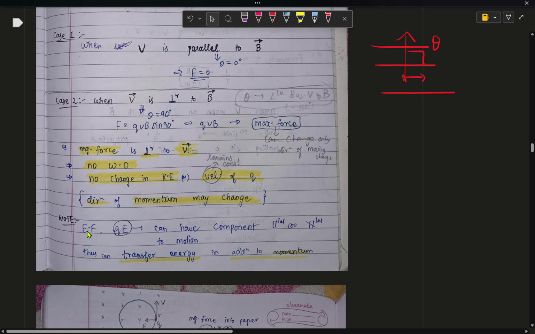Note, the electric force QE can have a component parallel to the motion, thus it can transfer energy in addition to changing momentum. Because of the electric field, transfer of energy can also take place, whereas the change in momentum direction is provided by the magnetic field. Transfer of energy can be provided by the electric field, the force QE. So this is very important. Make a note of it.